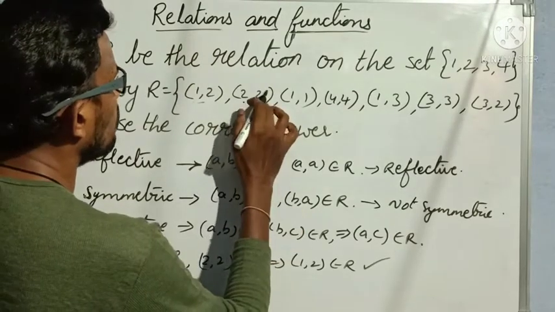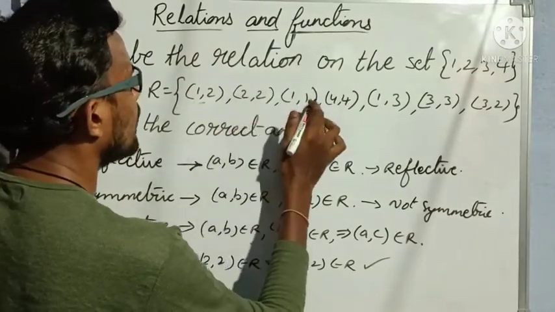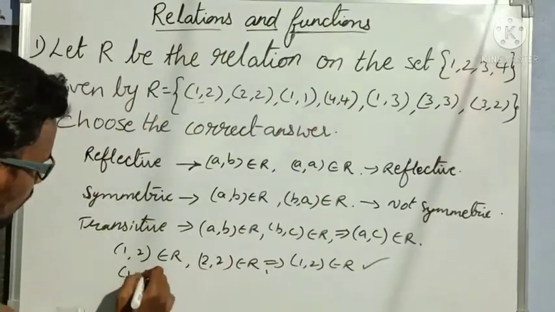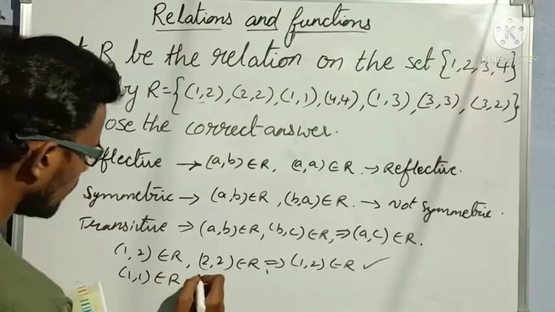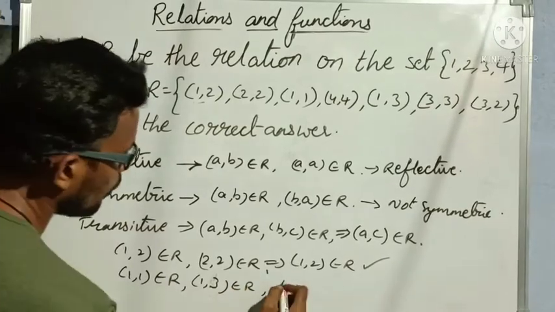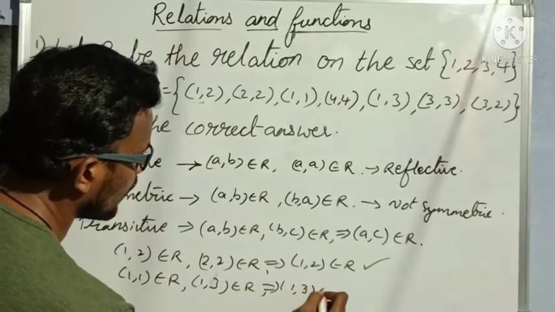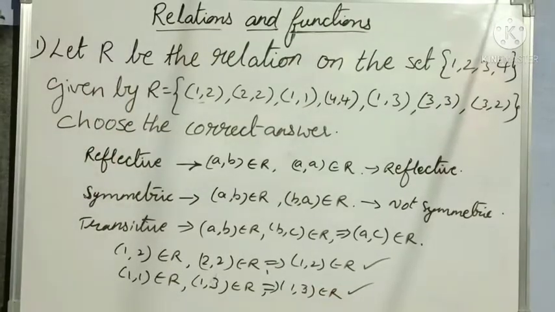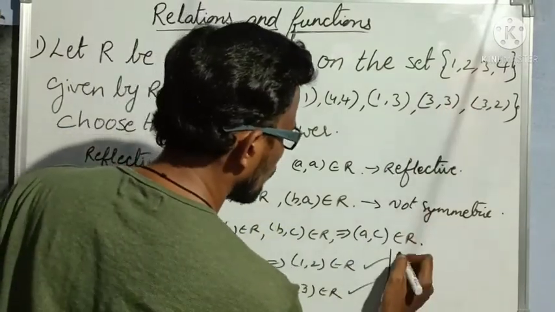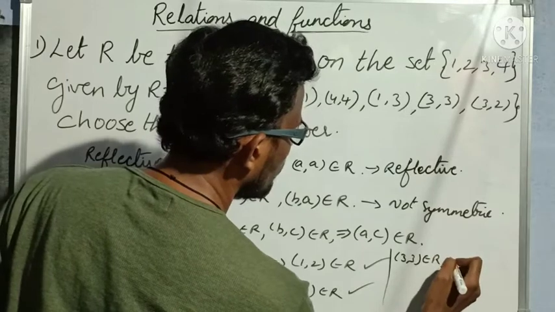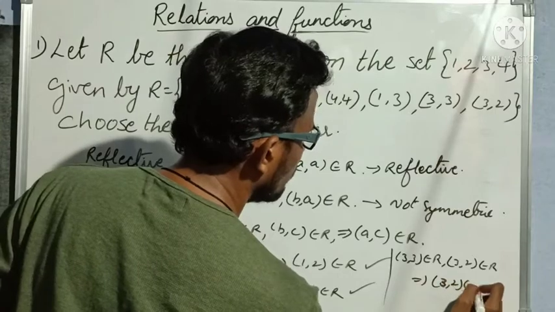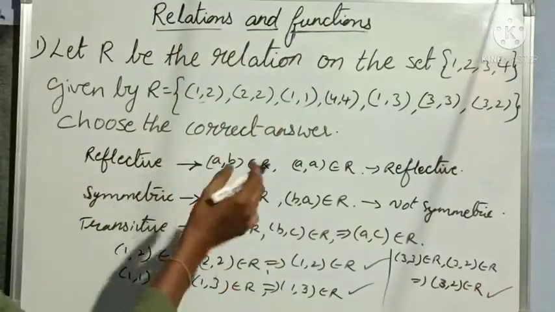Next, (2, 2) means the starting and ending are both the same, so no need. So (1, 1) and (4, 4). Here (1, 1) belongs to R and in the same way (1, 3) belongs to R, so this implies (1, 3) should belong to R. Yes, this is also there, so this is also satisfied. Next, in the same way, (3, 3) belongs to R and (3, 2) belongs to R, which implies (3, 2) belongs to R. So this is also satisfied. So this relation is transitive.